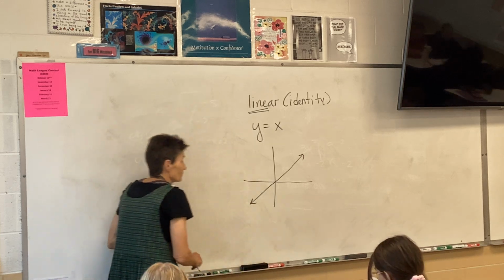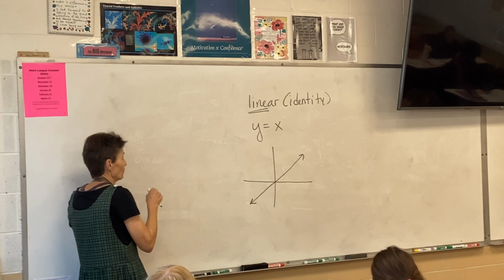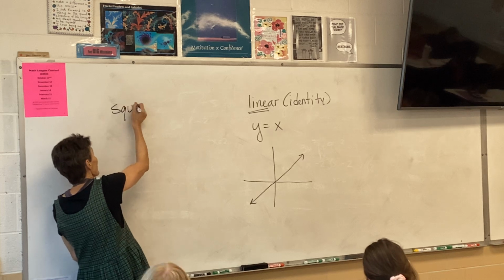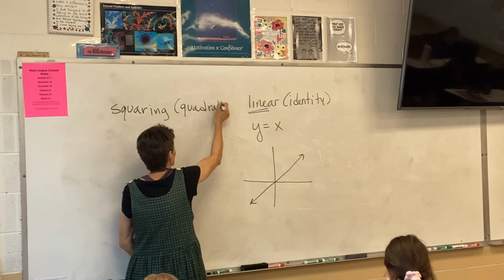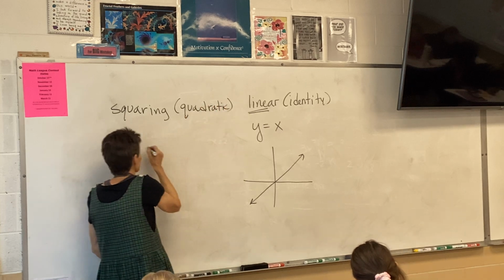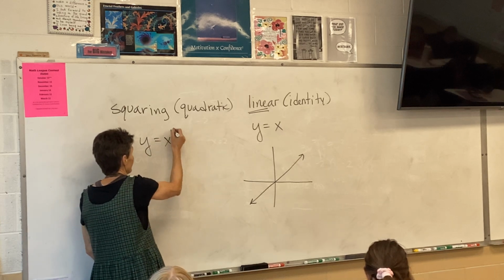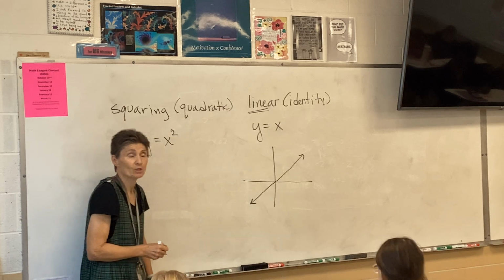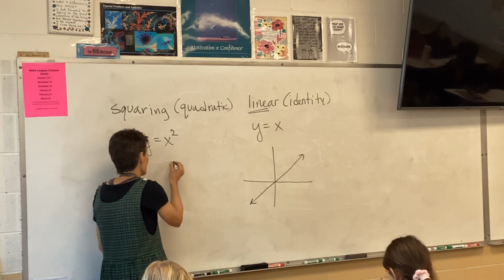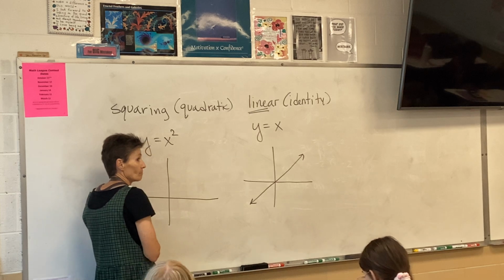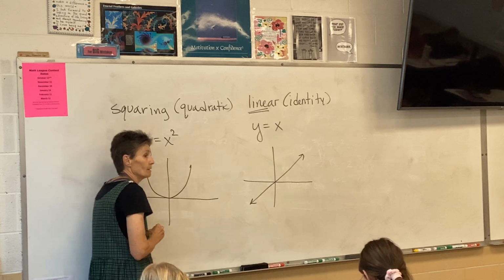Next, we're going to do maybe one more. We have what's called the squaring function, also called the quadratic function. Anybody want to take a wild guess what that equation looks like? Y equals x squared. That's the squaring function, also known as the quadratic function. Its picture is that parabola.